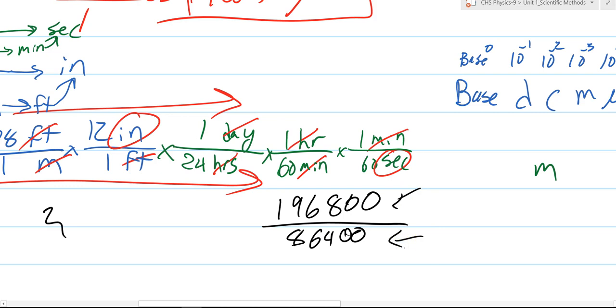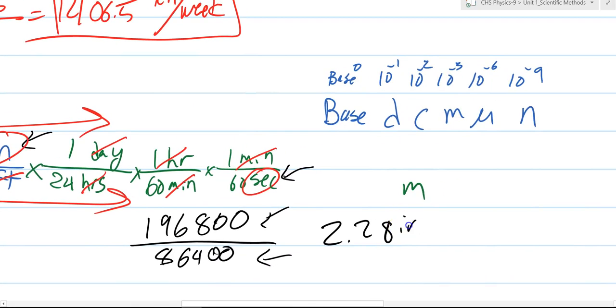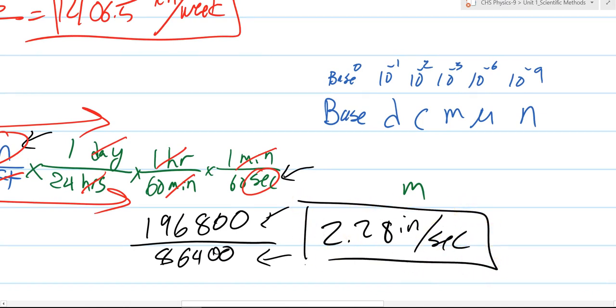And then I'm just going to type this in my calculator. Divided by 86400. And then I get 2. Let's round that to 2.28. And then the units would be inches per second. Box it in, that's our answer.